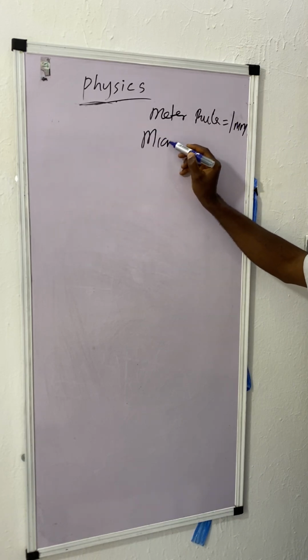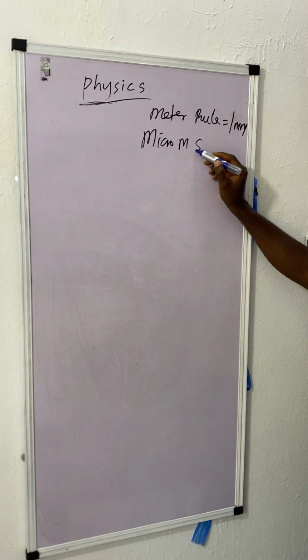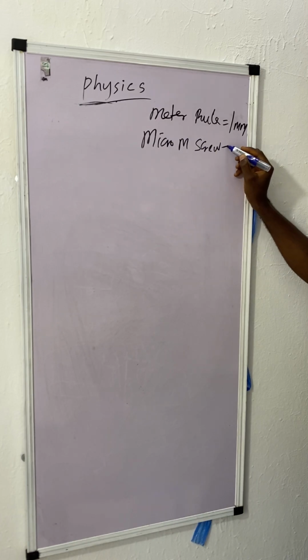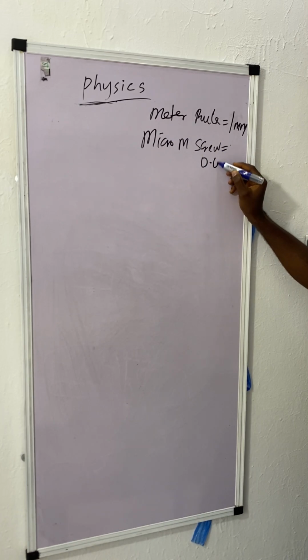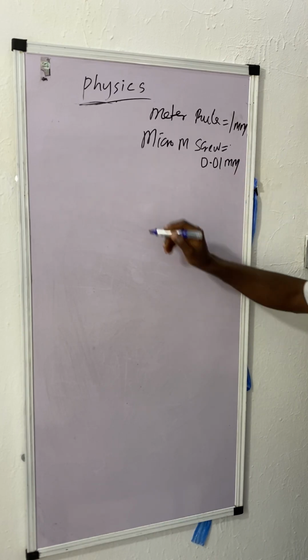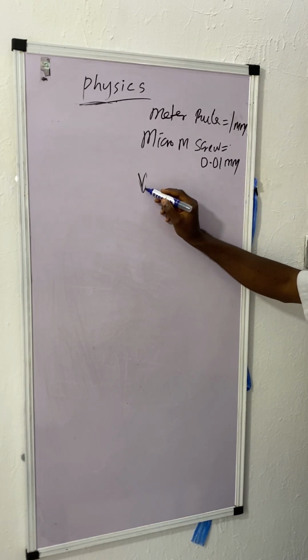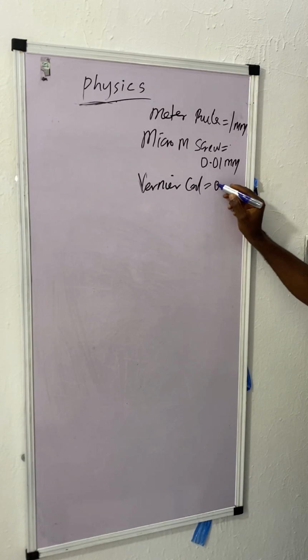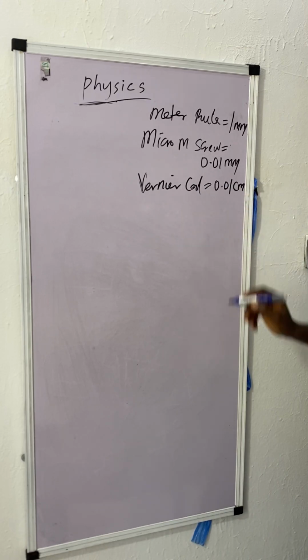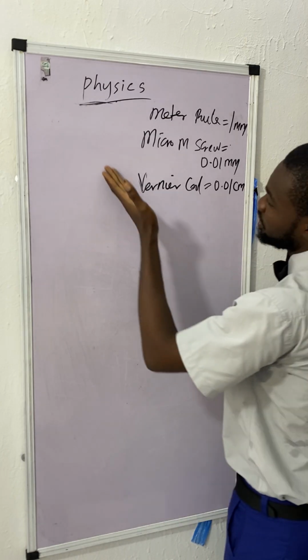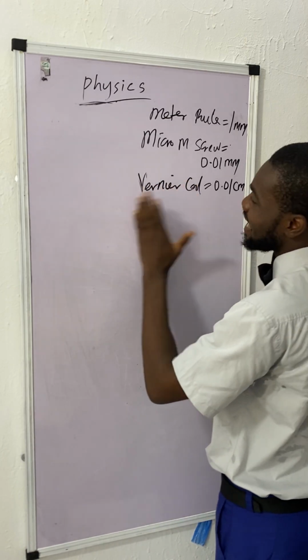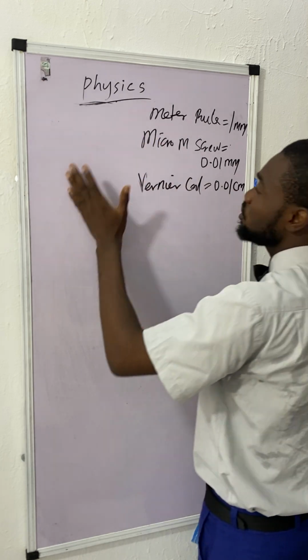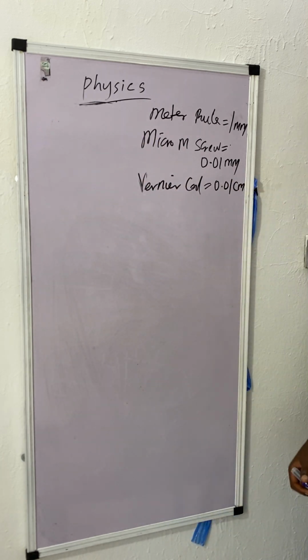Therefore, for micrometer screw, the error margin is 0.01 millimeter. All right. Then for vernier calipers, error margin is 0.01 centimeters. 0.01 centimeter. All right. So we observe this because of what? Zero error. Okay. To get accurate reading. So this is based on the accuracy of the readings we are taking.